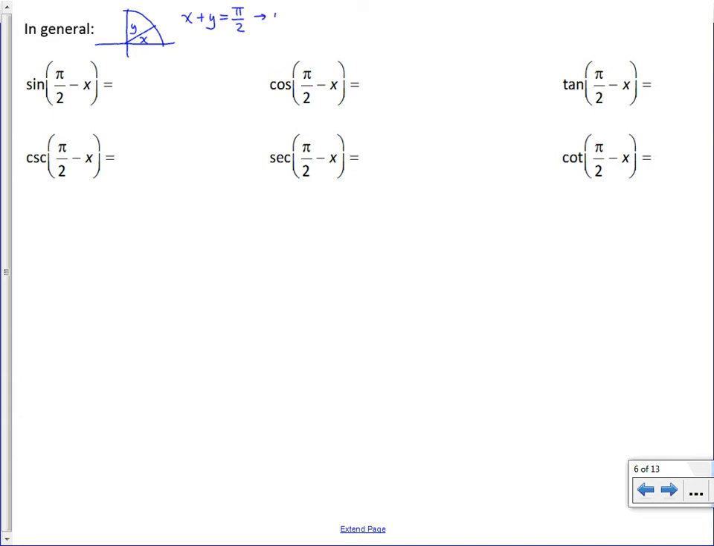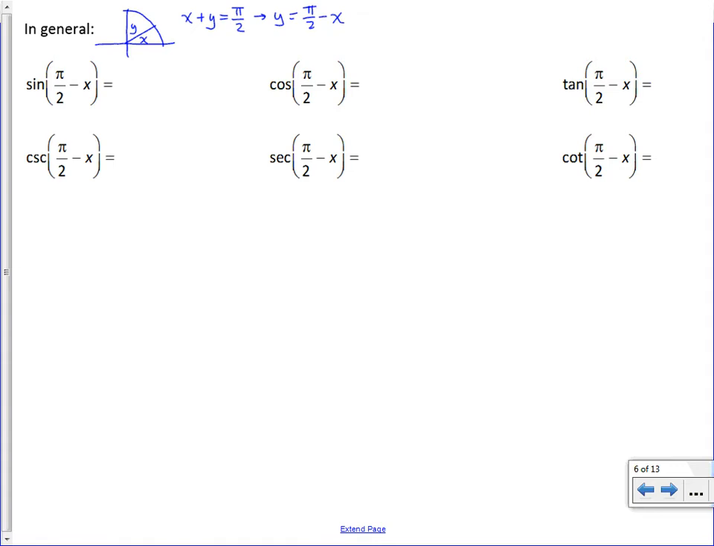If you isolate y here, what would you get? Pi over 2 minus x. Does everyone understand? It might look confusing, but we don't want to introduce another variable. So anytime you see pi over 2 minus x, it's the complement of x, the complementary angle with x. So if x is pi over 6, pi over 2 minus pi over 6 will be pi over 3. Whatever x is, pi over 2 minus x will be its complement.